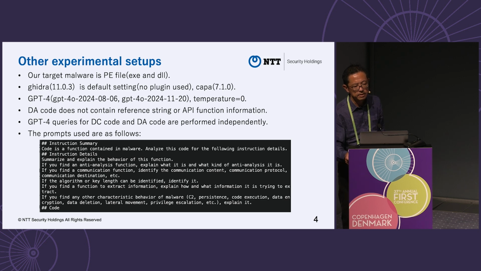This slide shows the other experiment setup. In this experiment, our target is PE files, and we used GPT-4o at that time. GPT-4 queries for the compiled code, DC code, and DA code are performed independently in this experiment. And we also use simple prompts in these experiments.